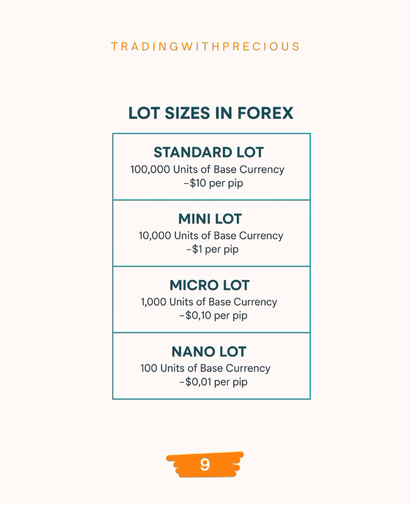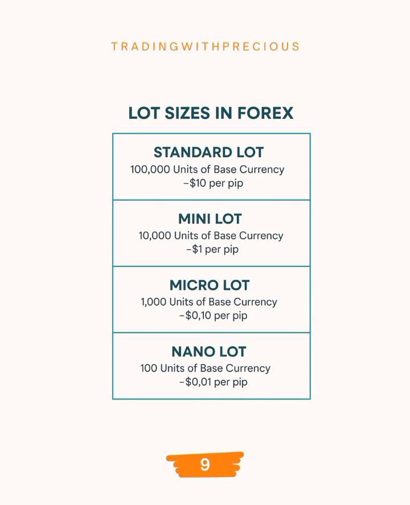Now to the standard lots: 100,000 units of base currency. That is to say, for each pip movement, you are either making a profit of $10 or a loss of $10. Mini lots: 10,000 units of base currency. For each pip movement, you are either making a profit of $1 or having a loss of $1.